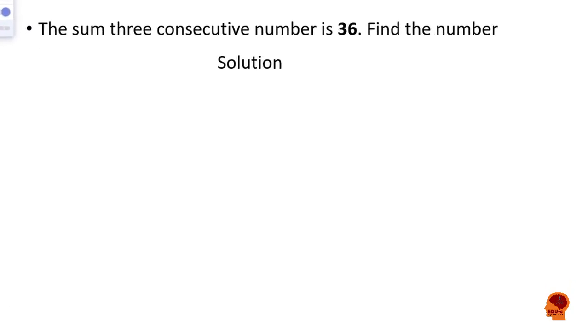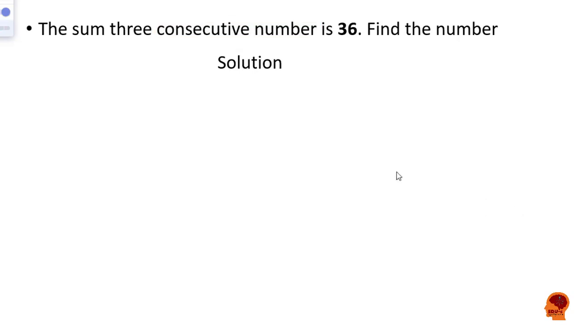Okay, so we're going to take another example to explain linear equation. Now this one says the sum of 3 consecutive numbers is 36. Find the numbers. Now do not forget, the word consecutive here means numbers that continuously follow each other. It could be in ascending order or descending order. Okay, all right, do not forget. So now let's solve this question.